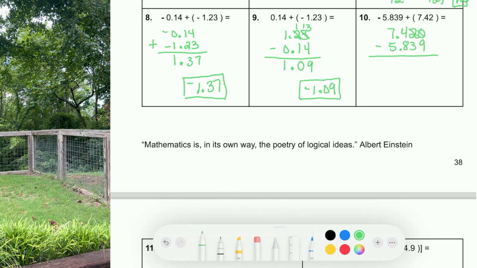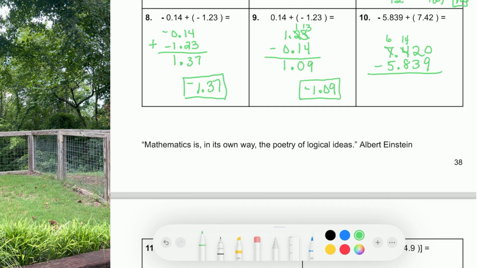So I'm going to actually erase, and I'm going to write it a little bit further down, so I have plenty of room to show you all the borrowing that we're having to do, because it's going to be quite a bit. So let me move it down here like this. Put my placeholder. Okay, so I'm going to go all the way over to my 7, because I have to go all the way over there to make sure I have enough of everything to be able to do the subtraction. So the 7 becomes a 6, the 4 becomes a 14.